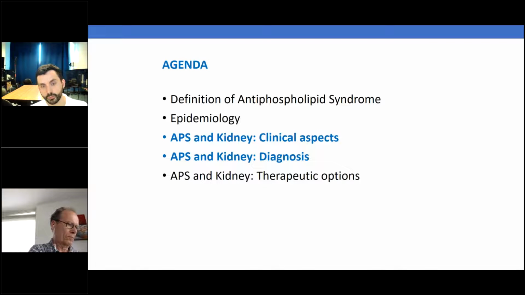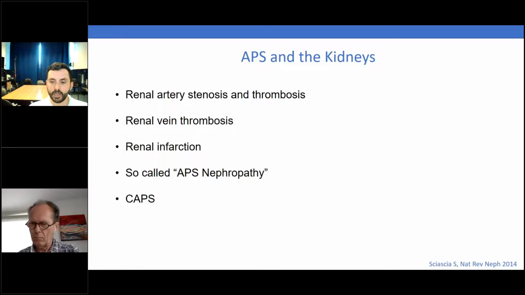Moving from the definition to the more clinical and diagnostic aspect, I want to list with you some of the most frequent clinical presentations of kidney manifestation within the spectrum of APS. We have renal artery stenosis and thrombosis, renal vein thrombosis, renal infarction, the so-called APS nephropathy, on which we will spend a little bit more time, and the catastrophic form that, as we mentioned at the beginning, is usually represented by microvascular events that often include the kidney with features of APS nephropathy.